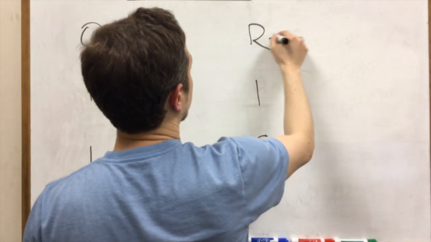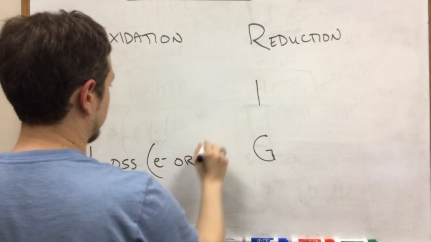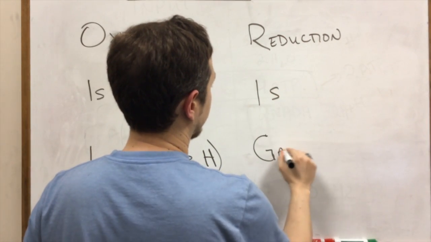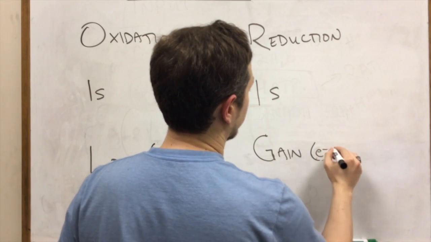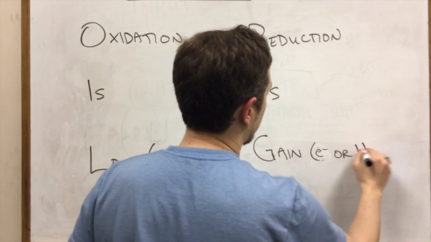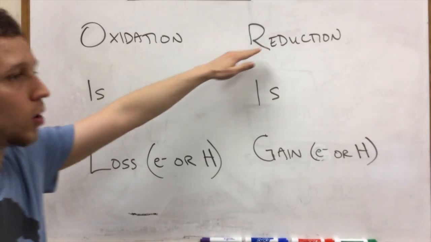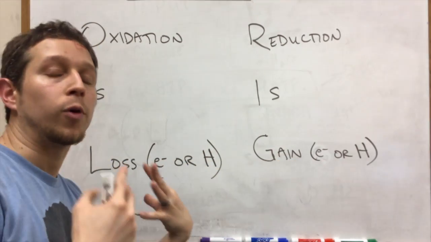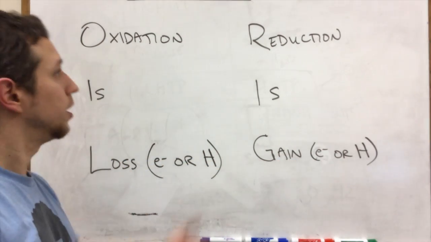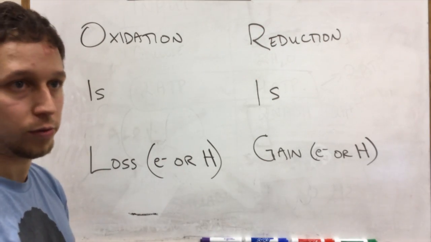while reduction is the gain of electrons or hydrogens. And if you're having trouble in your mind recalling why that is, remember that when we acquire electrons, we're becoming more negative in terms of charge. And so as a result, the charge of that molecule is being reduced.